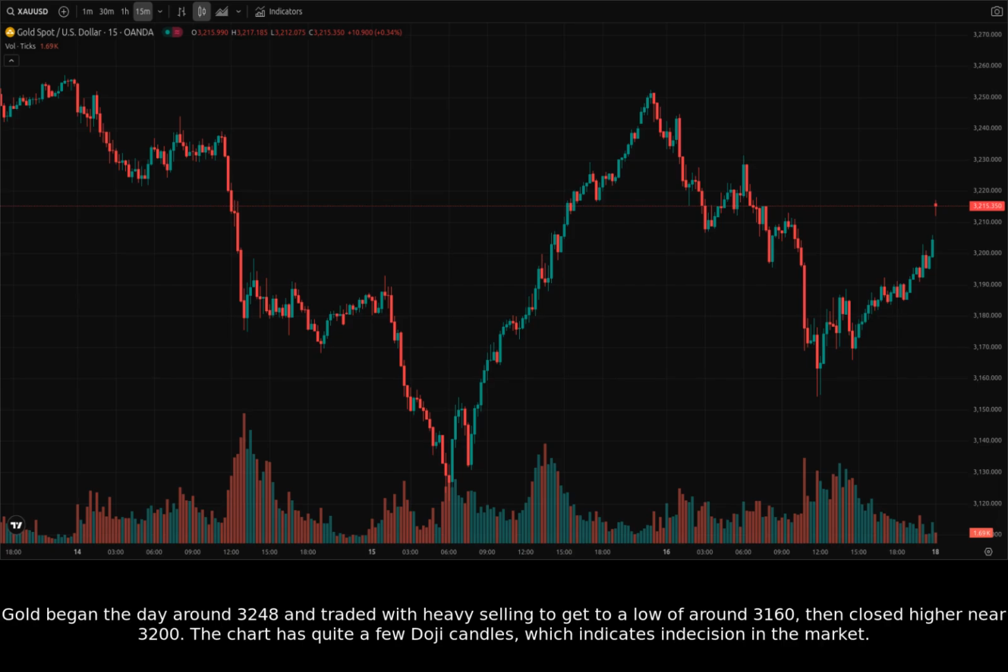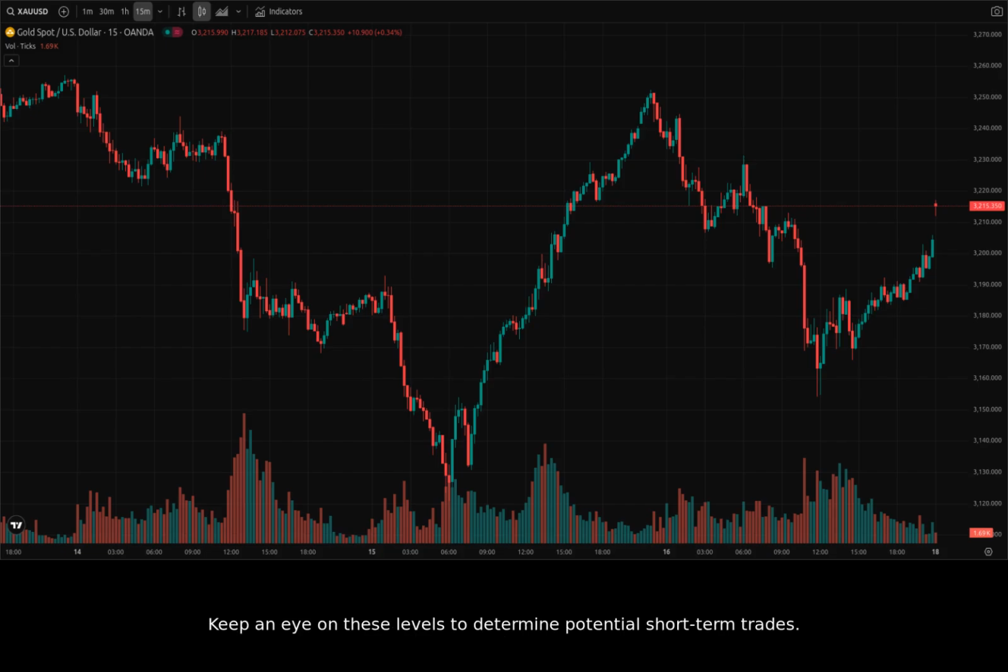Gold began the day around 3,248 and traded with heavy selling to get to a low of around 3,160, then closed higher near 3,200. The chart has quite a few doji candles, which indicates indecision in the market. Keep an eye on these levels to determine potential short-term trades.